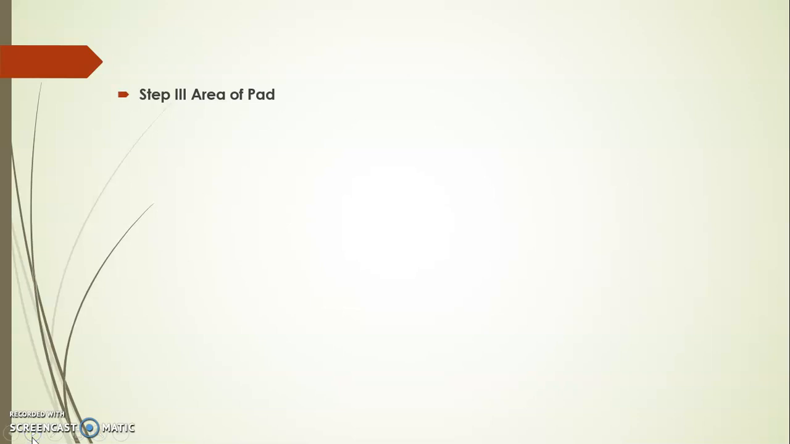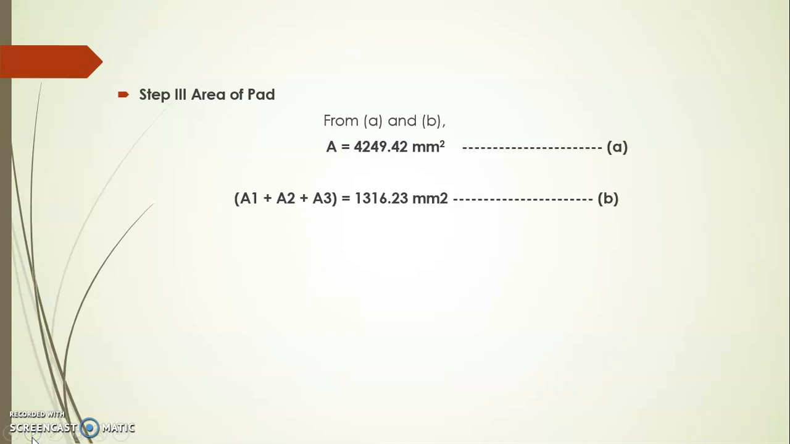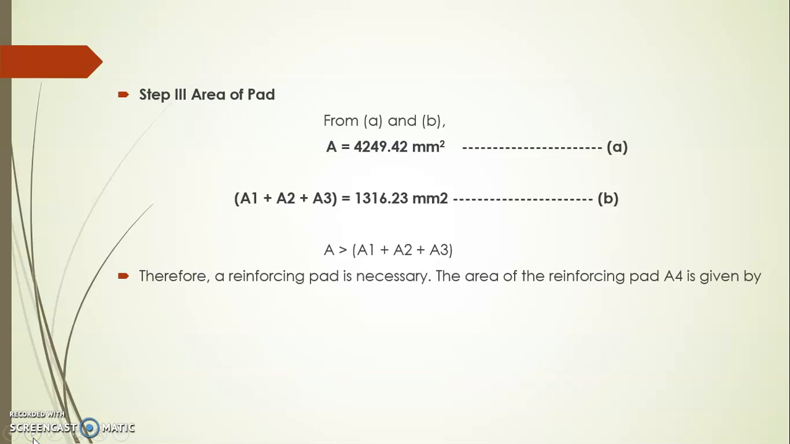Therefore step 3, the area of pad from A and B. We will write again these two equations. Capital A is equal to 4249.42 mm square, and A1 plus A2 plus A3 is equal to 1316.23 mm square. Equation B. Therefore it is clear that area A is greater than the addition of the areas A1 plus A2 plus A3. Therefore a reinforcing pad is necessary.